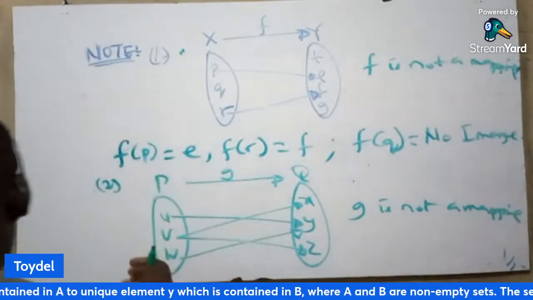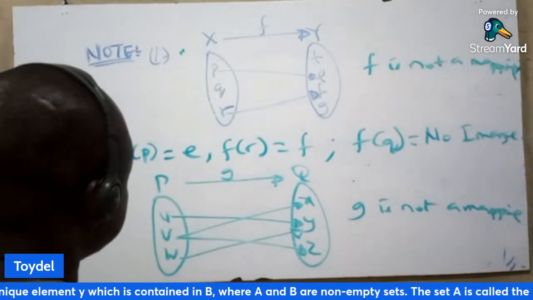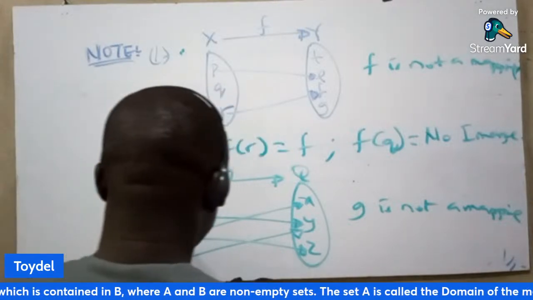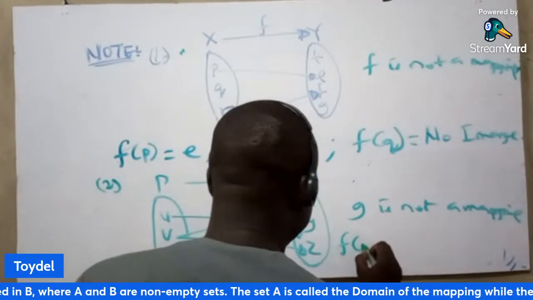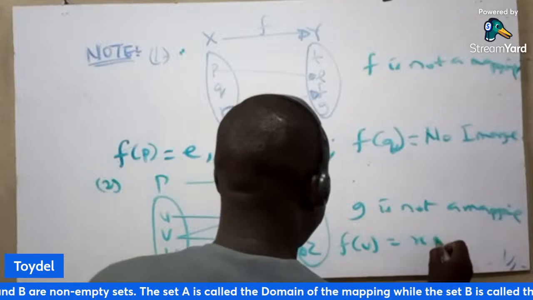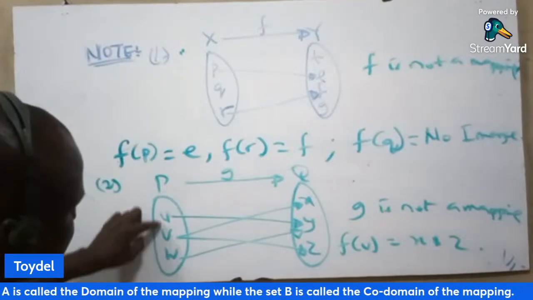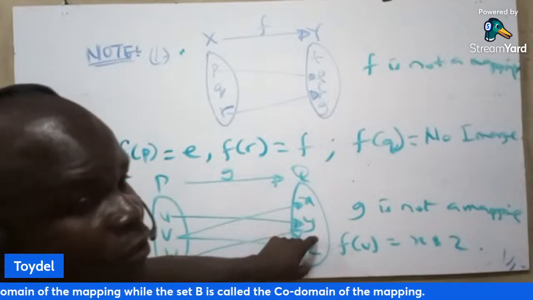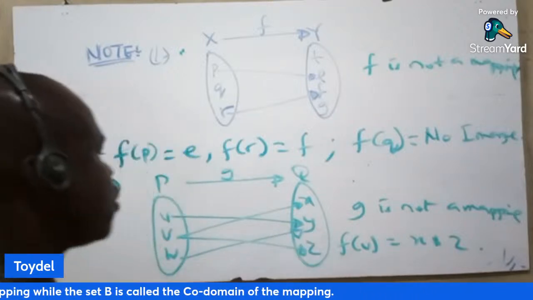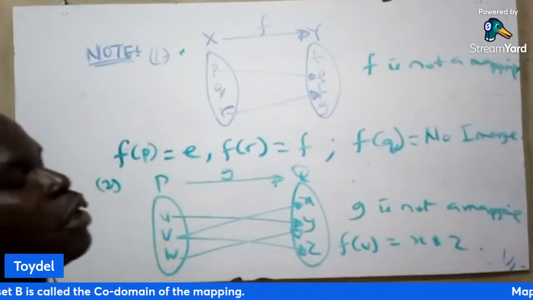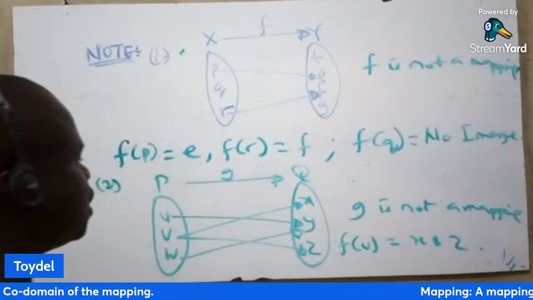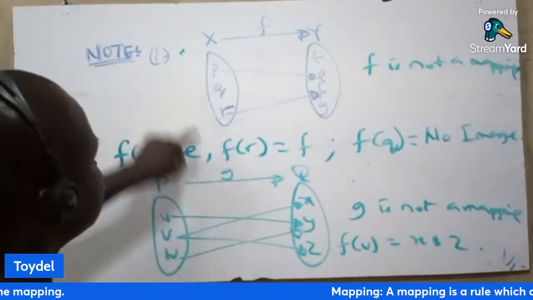So in these two cases, let's take note that it does not make sense, because here, in this case, f of V will be equal to X and Z, which does not make sense. But it is possible to have two elements here that will have a single image at the codomain, but you cannot have one element here that will have multiple images. It does not make sense. So in these two cases, it's not a mapping.